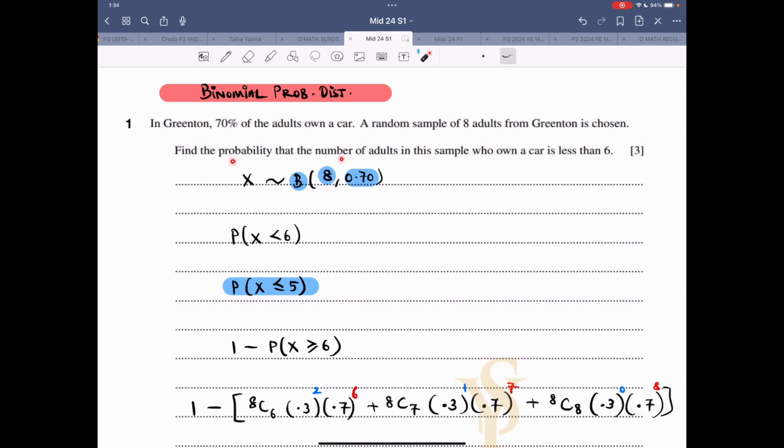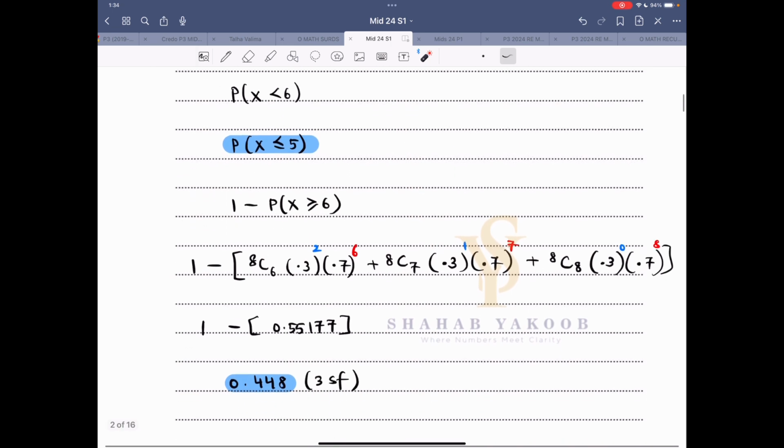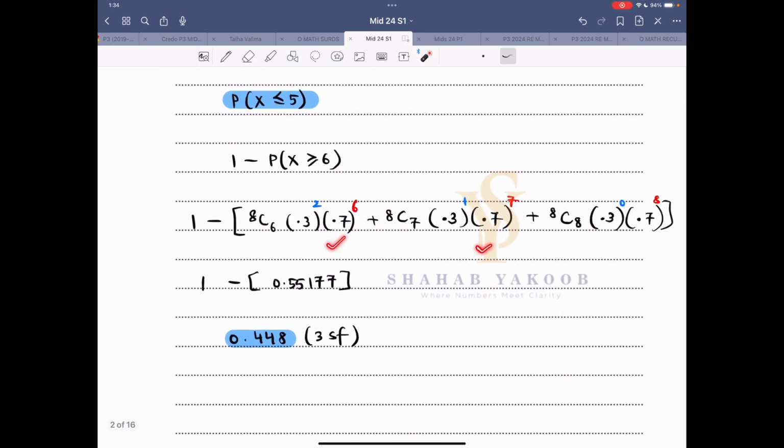Find the probability that the number of adults in the sample who own a car, that is X, is less than 6. So probability X is less than 6, that is probability X is less than or equal to 5. 5, 4, 3, 2, 1, 0. Too much to calculate. So what should you do? You should calculate the probability of 6, 7, and 8 and then subtract it from 1. First add and then subtract from 1.